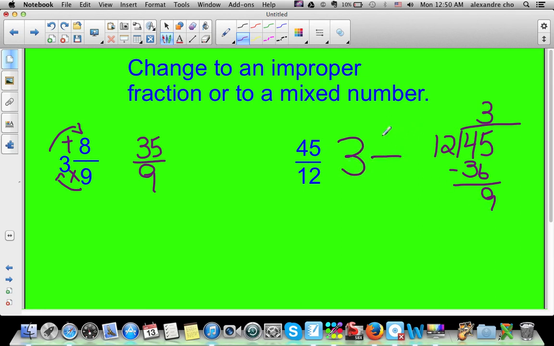Our remainder goes on top, 9. And our fraction at the bottom, our denominator, is 12. We're not done because we can simplify 9 over 12. The 3 stays the same. And 9 over 12 becomes 3 over 4. Divide top and bottom by 3. Okay.